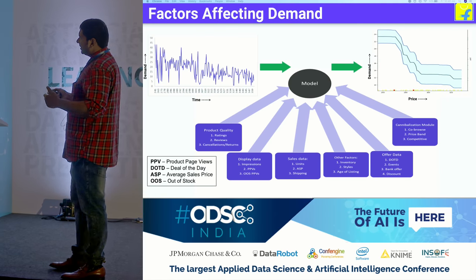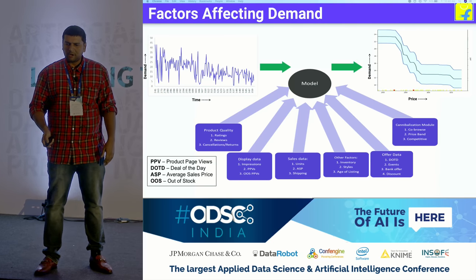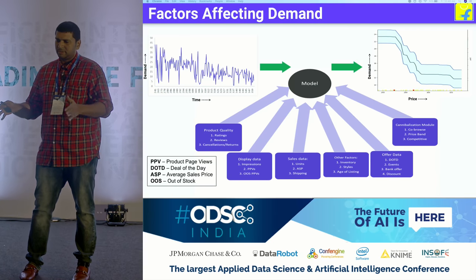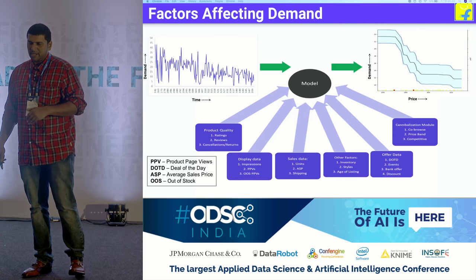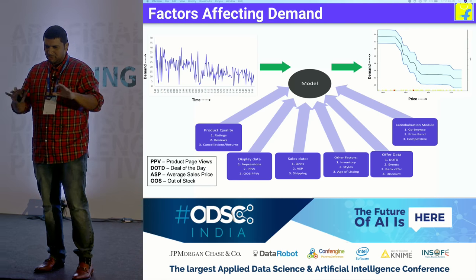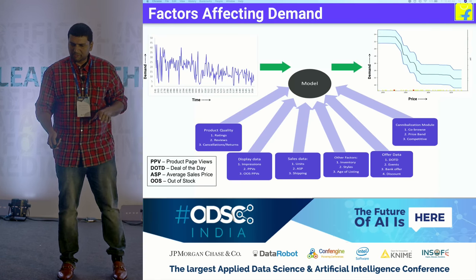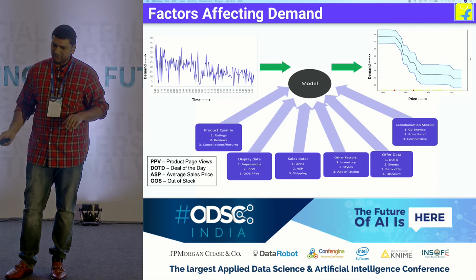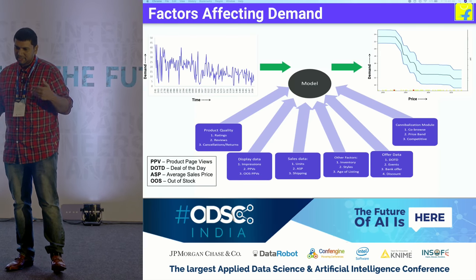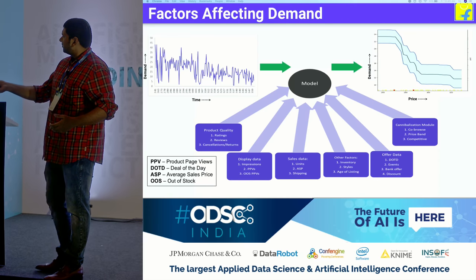So, factors affecting demand. This is a very comprehensive slide of all the possible factors that could potentially affect the demand. I would say this is necessary but not sufficient. So take this as probably very comprehensive but not complete. Then you have product quality related attributes. You have display data related attributes, sales data related attributes. So essentially, reading off here.